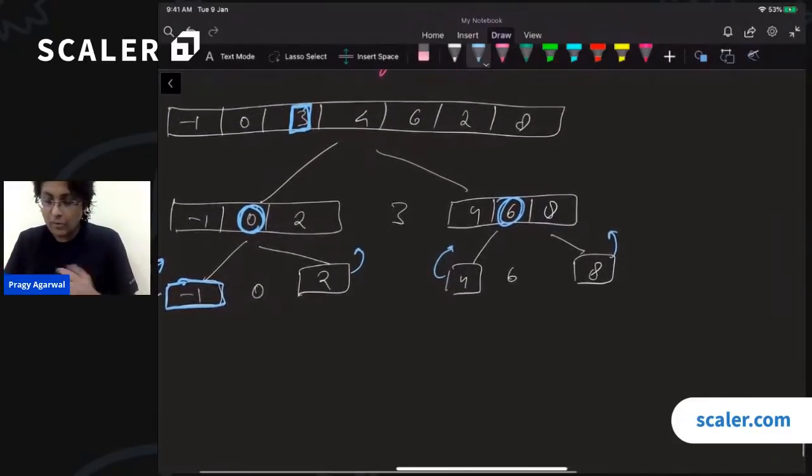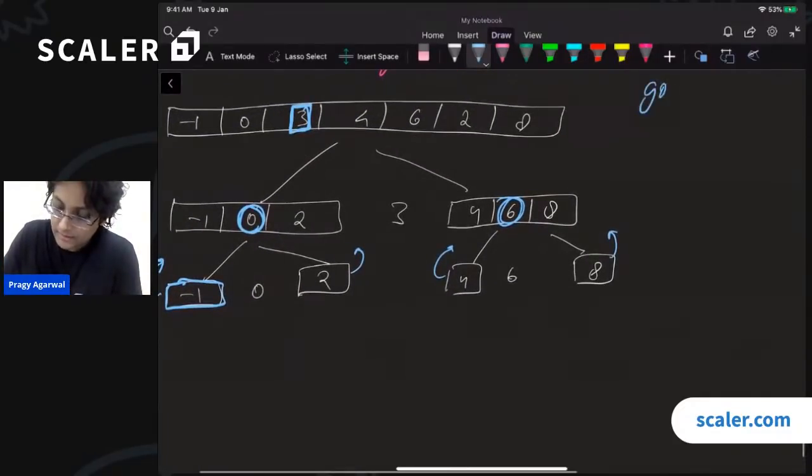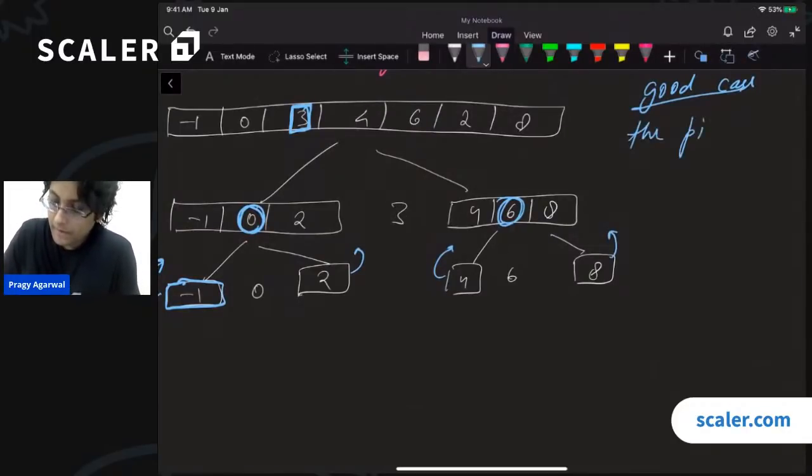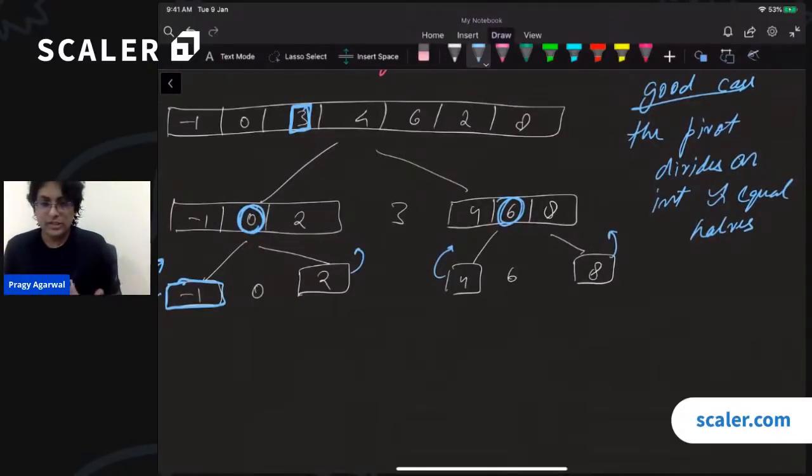Let us see what the time complexity of this good case is. What is the good case? The good case is when the pivot divides the array into halves, right? Into approximately equal halves.